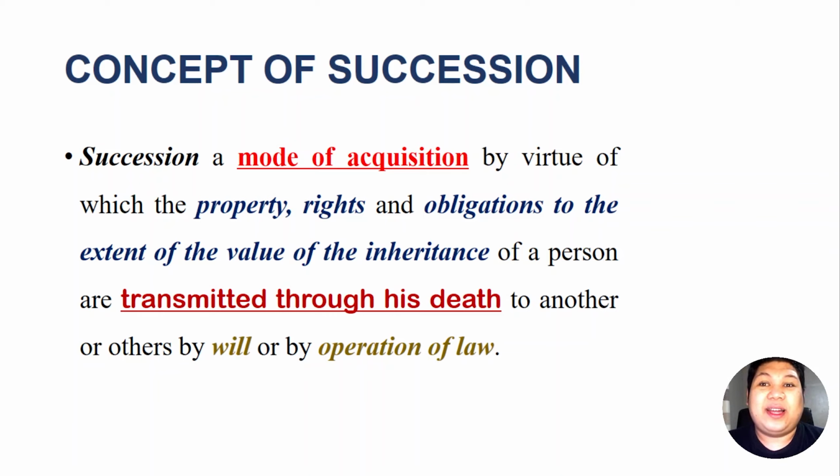So, as a successor, you could not inherit an unpaid obligation which is more than the property, rights, or assets of the person who left behind those obligations. And these property, rights, and obligations pertain to a person, that is, the deceased person, transmitted through his death. So it is through his death that you could acquire this property, rights, and obligations, to another or others, either by will or by operation of the law. So there are two ways, basically: through will or through operation of the law.